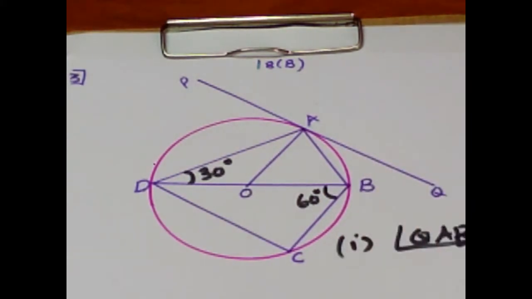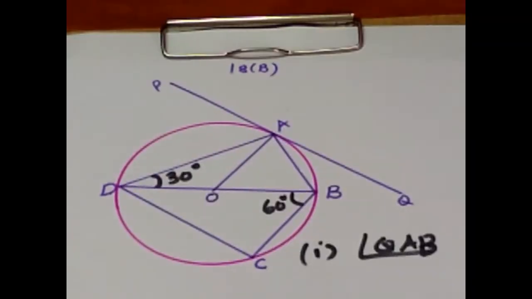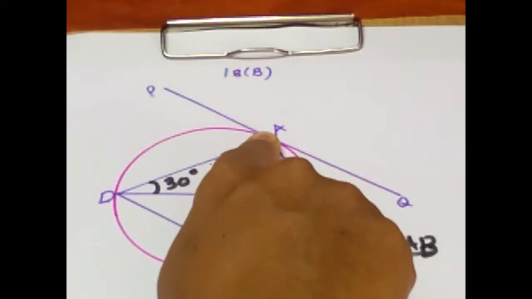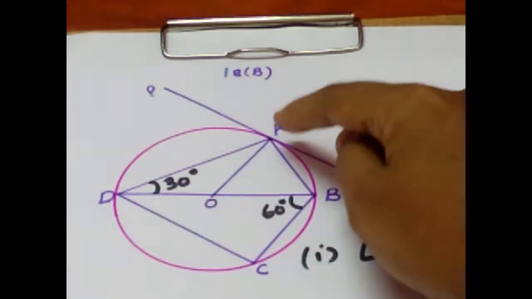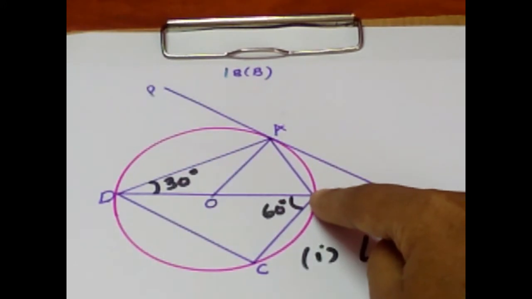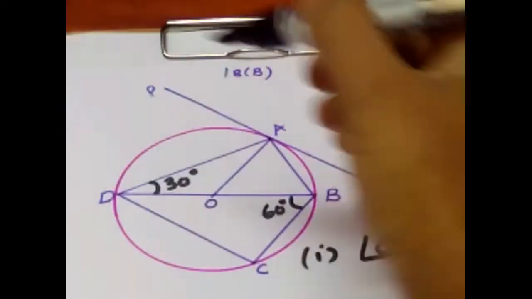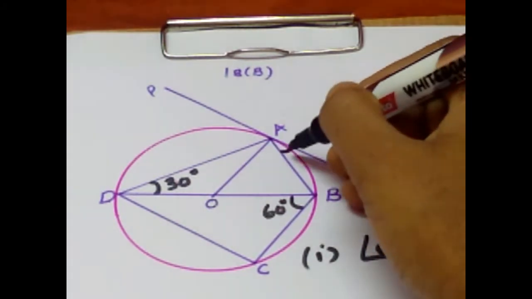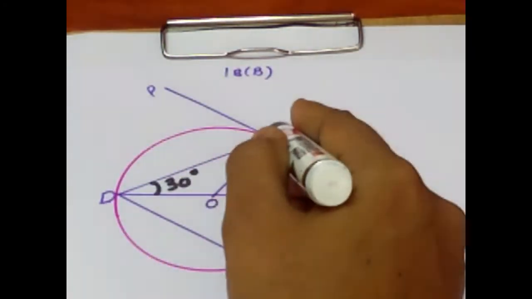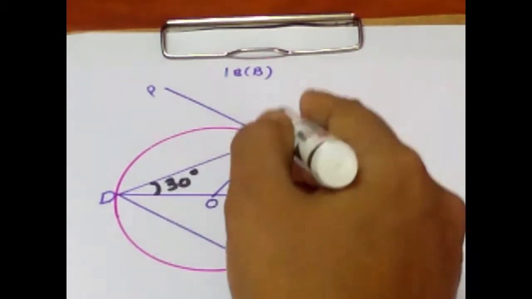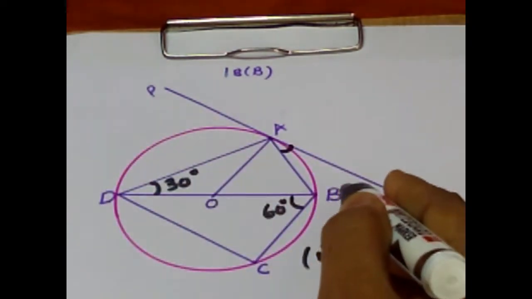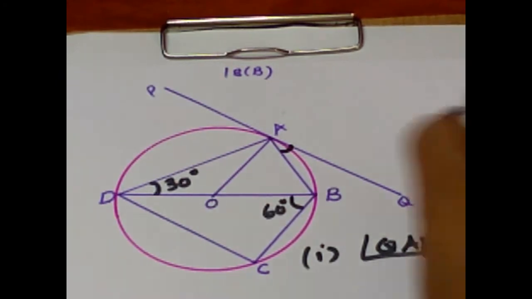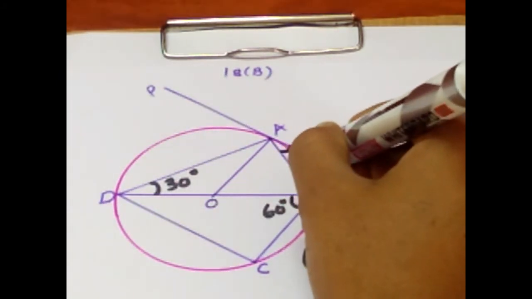QAB. Just observe the diagram very carefully, children. Here you can find a tangent at the point A and AB is a chord. So, the angle formed at the intersection point of a chord and a tangent is equal to the angle in the alternate segment. So, the angle in the alternate segment is angle ADB. Hence, the measure of angle QAB is equal to 30 degrees.